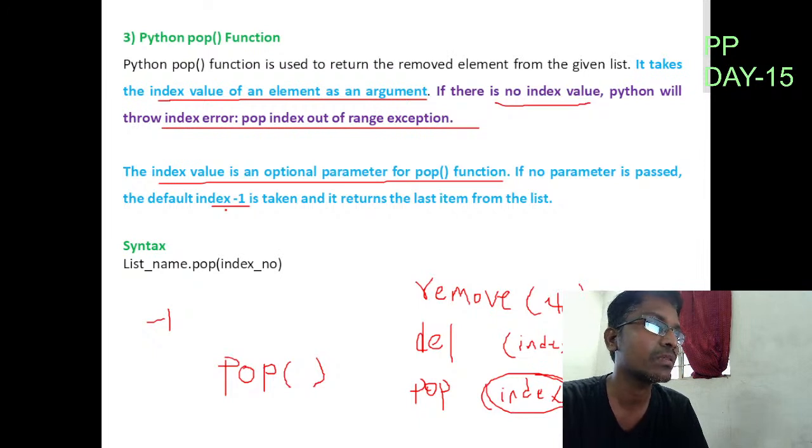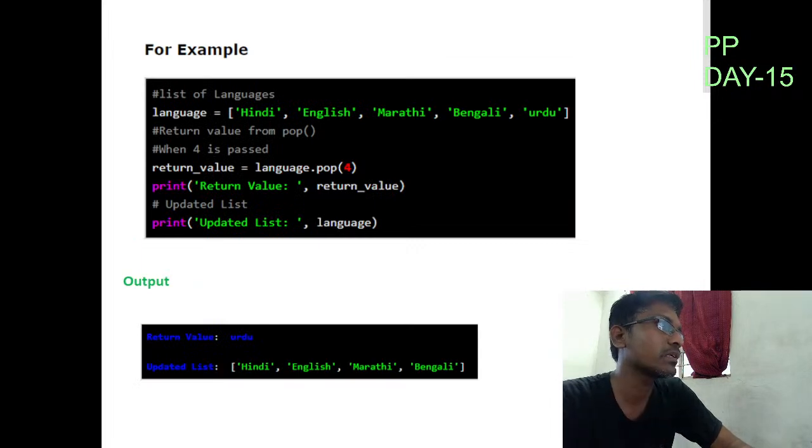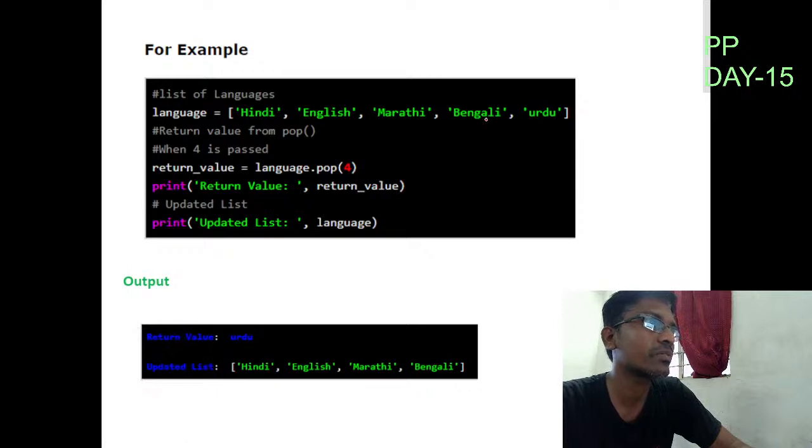And similarly, the index value is an optional parameter for the pop function. So for example, if no parameter is passed, the default index is -1. That means the last value will be deleted from the given list. So for example, let us see here. language is equal to Hindi, English, Marathi, Bengali and Urdu. So now language dot pop at index number 4.